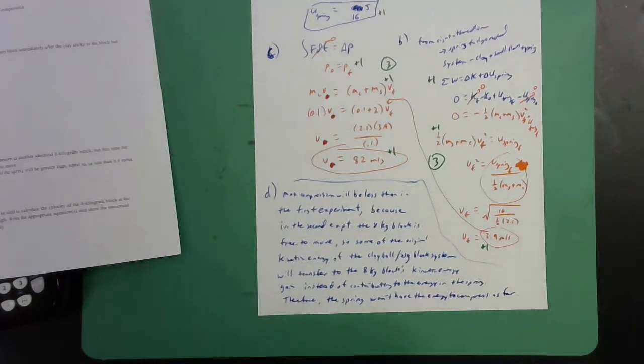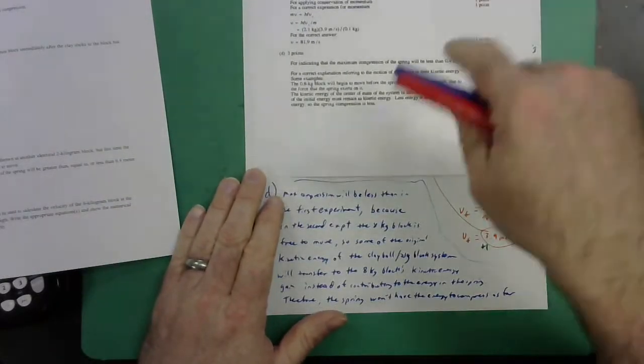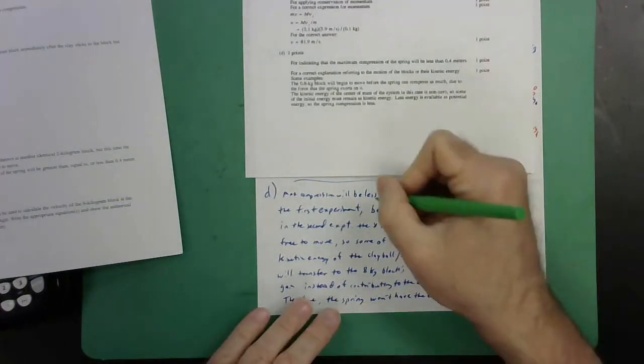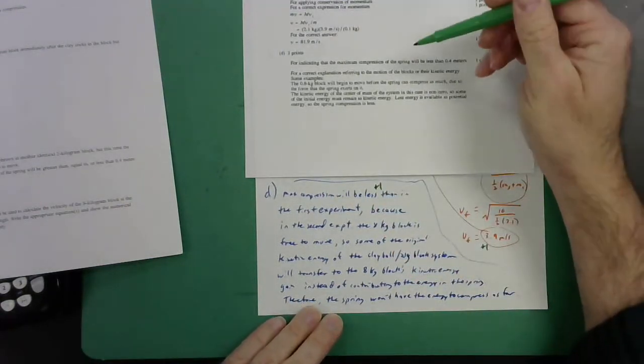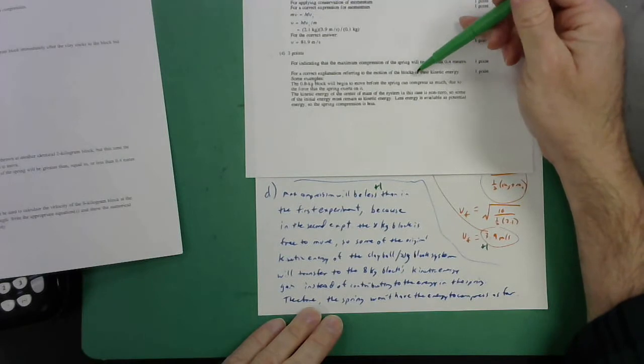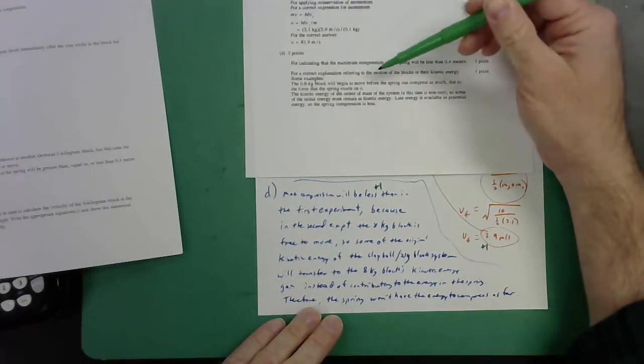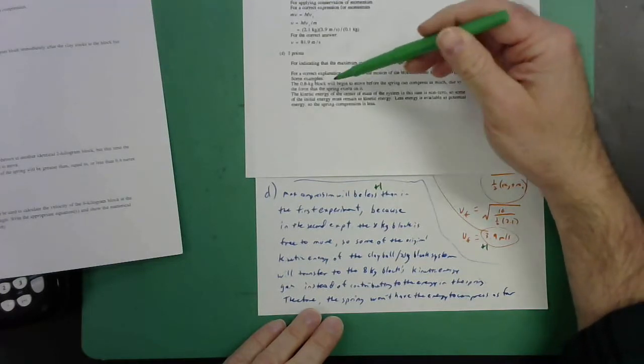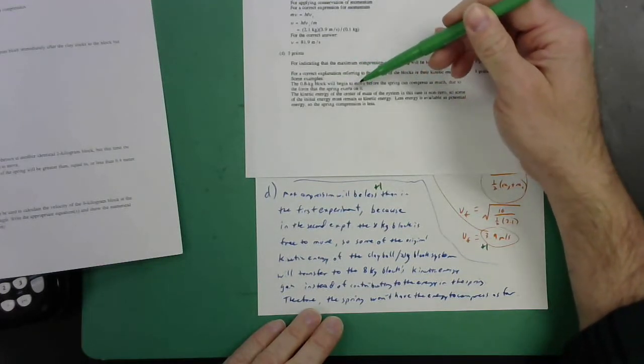Let's see here. I suppose I'm supposed to check the key. Let's see what they said they wanted for part D. For part D, they said, indicating the maximum compression will be less. Hooray! We answered their question. We get a point for that. For a correct explanation referring to the motion of the blocks or their kinetic energy, here are some examples. The 8-kilogram block will begin to move before the spring can compress as much due to the force the spring exerts on it.